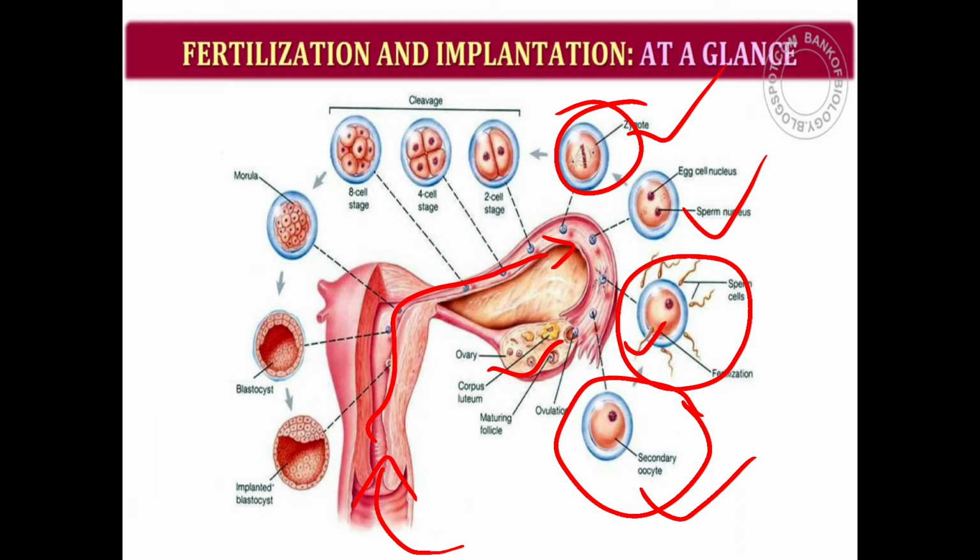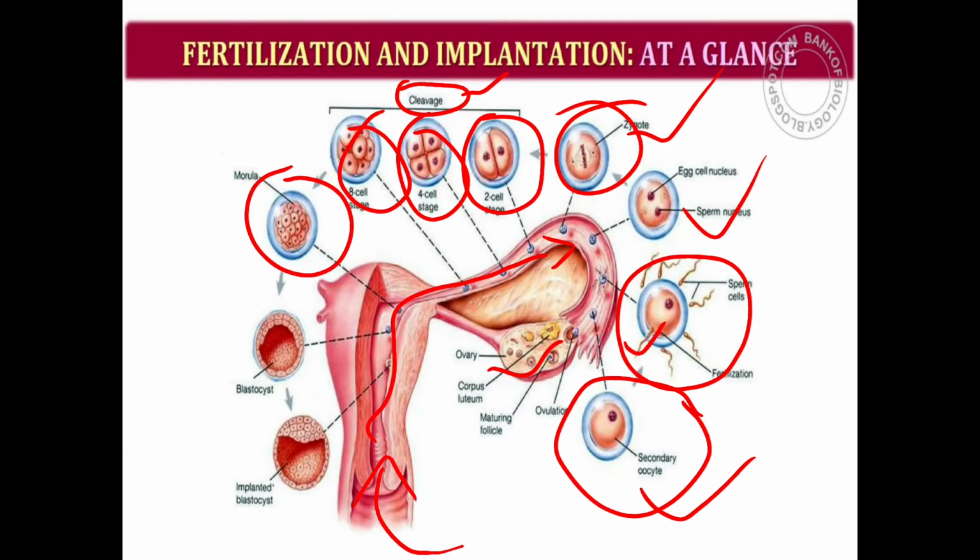Once there is fertilization, this zygote undergoes a cleavage process, a special kind of cell division during embryonic development, which we call cleavage. The single zygote is converted into a two-celled stage, four-celled stage, eight-celled stage, and this 8 to 16 or 32-celled stage we call the morula, a ball-like structure.